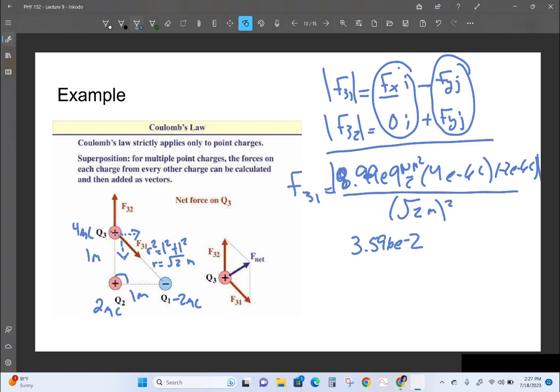Now the next thing we have to do is resolve this into its x and y components. Remember that this is a 45 degree triangle. How do I know that? Because the sides x and y are equal to each other. So this is 45 degrees, which means that this angle right here is also 45 degrees.